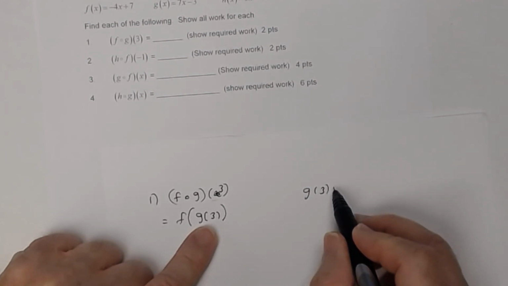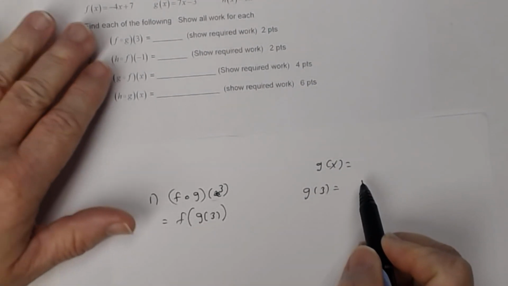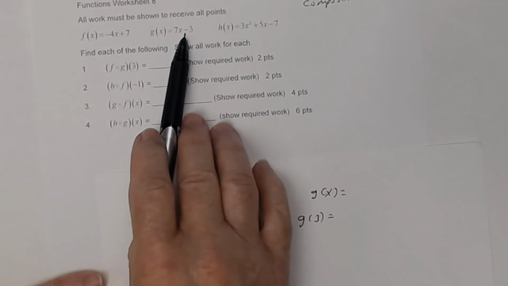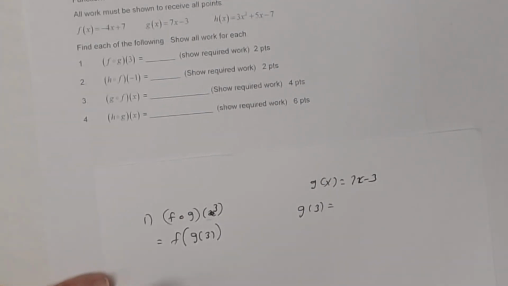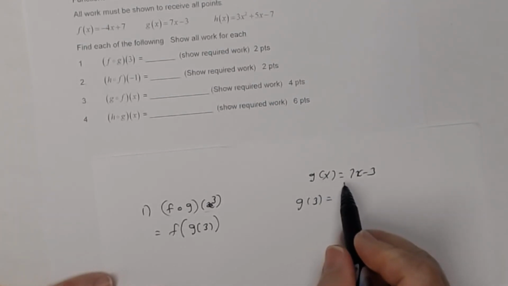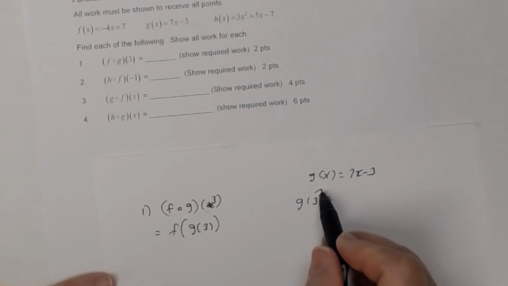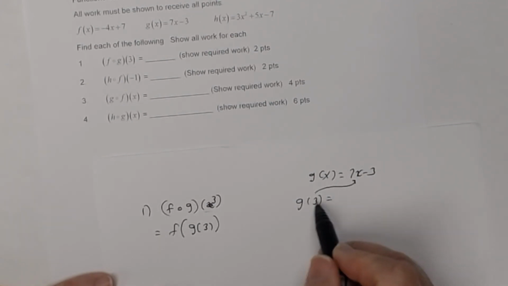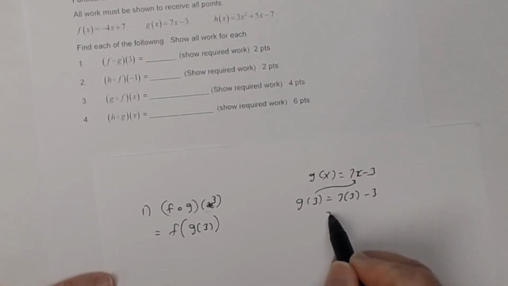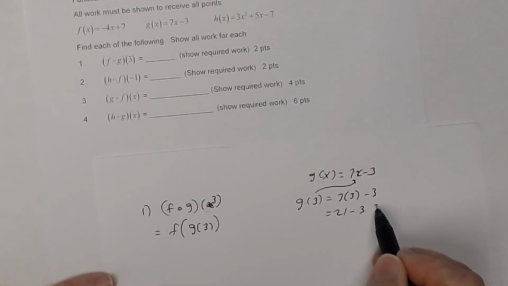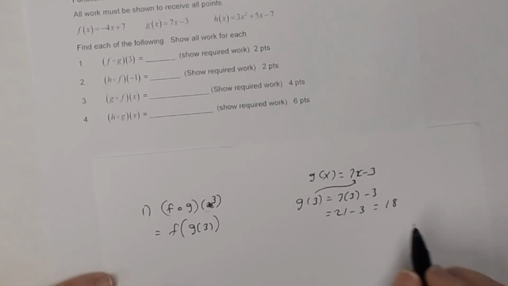Well, to figure out what g of 3 is, I need to first determine what my function g of x is. Well, g of x is 7x minus 3. So I'm going to go ahead and write that out, 7x minus 3. So you've learned this before. To find g of 3, where we see the variable x, you're going to substitute 3. So g of 3 becomes 7 times 3 minus 3. Well, 7 times 3 is 21, and then 21 subtract 3 is going to be 18. Okay, so that's g of 3.